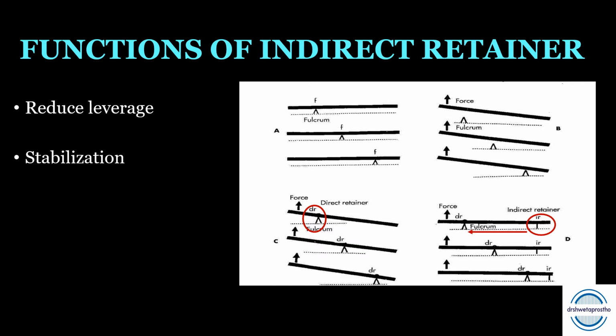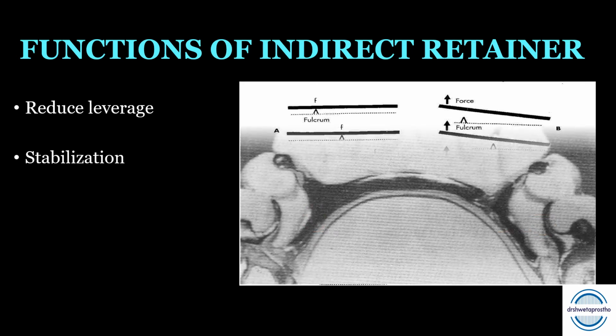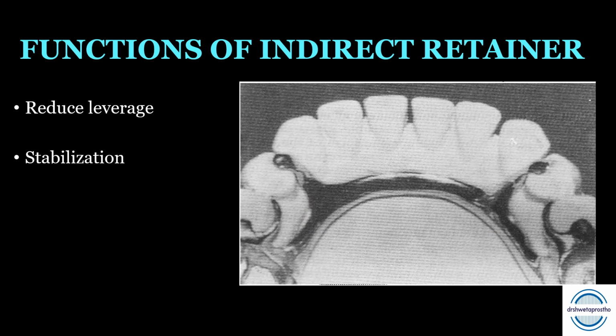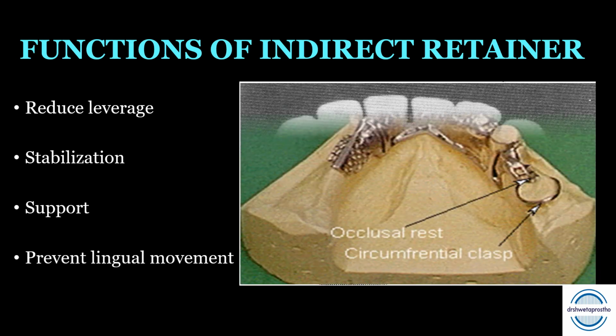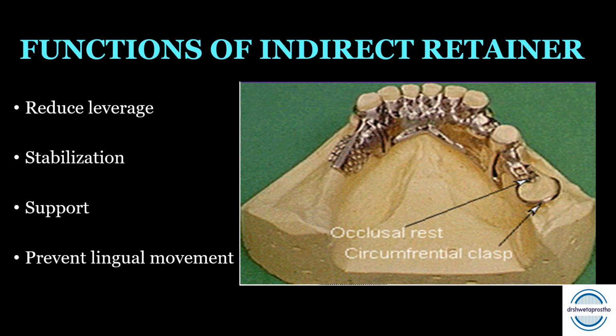Second function is stabilization. The vertical part prevents the horizontal forces and provides the stability. Then comes the support. The horizontal part, that is the rest, prevents the vertical forces towards the ridge and gives the support. The major connector that acts as the indirect retainer prevents the lingual movement.